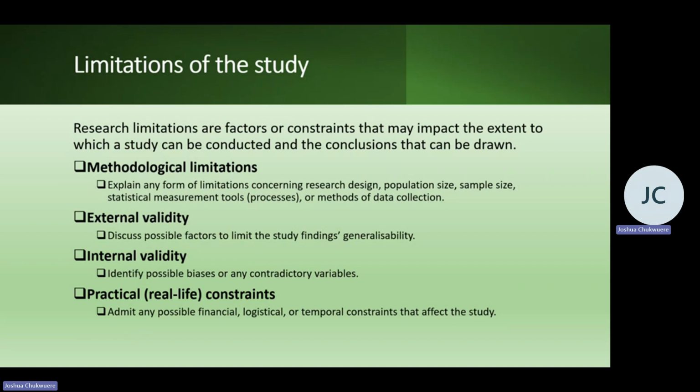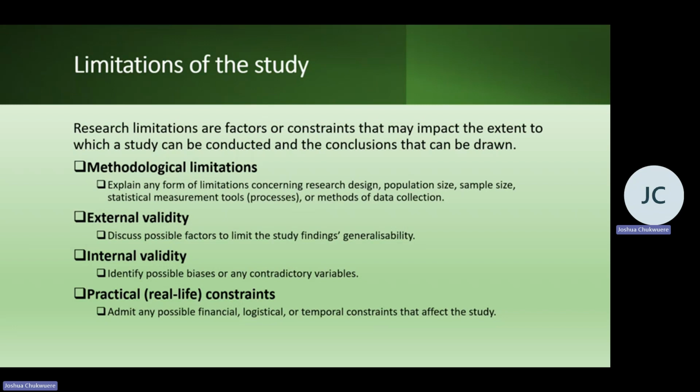So under this, we're going to consider four critical aspects of what can be a limitation of the study. First, we have a methodological limitation, explaining any forms of limitation concerning research design, population size, and so forth. You're able to tell the reader that this study will be limited based on this population, this research design, and everything. I'm going to tell you why you need this limitation of the study along the line. So you also bring in that kind of external validity, okay?